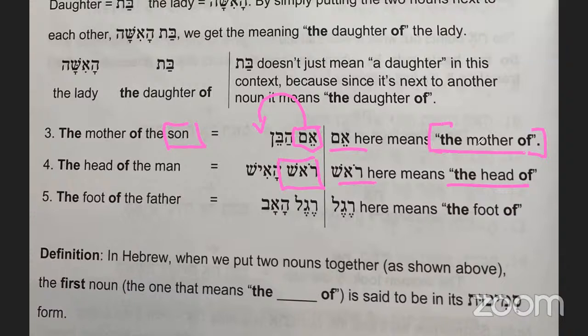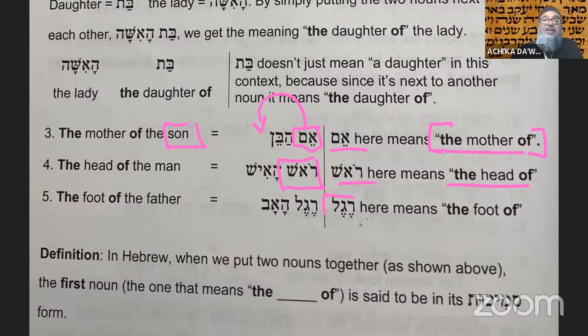Two, okay? You got the word regel. Regel has to do with the person's foot. Here it means the foot of. So regel ha'av means the foot of the father. It's kind of weird because you and I are not used to that. We're like, well, that's the father's foot. No, the foot of the father. All you would have to say is regel ha'av. You should know that the first one is what belongs to the father, okay?